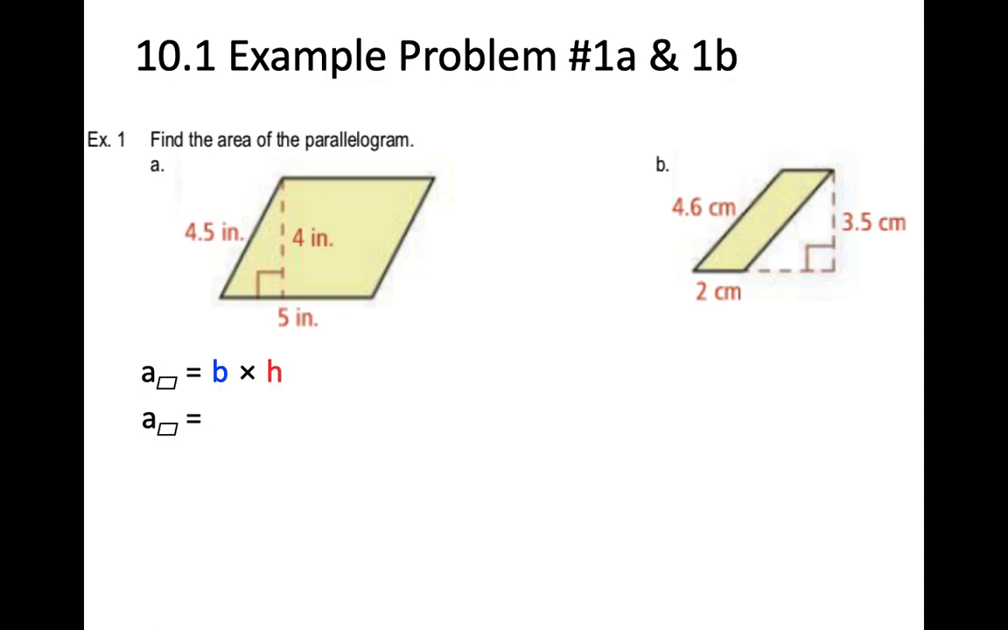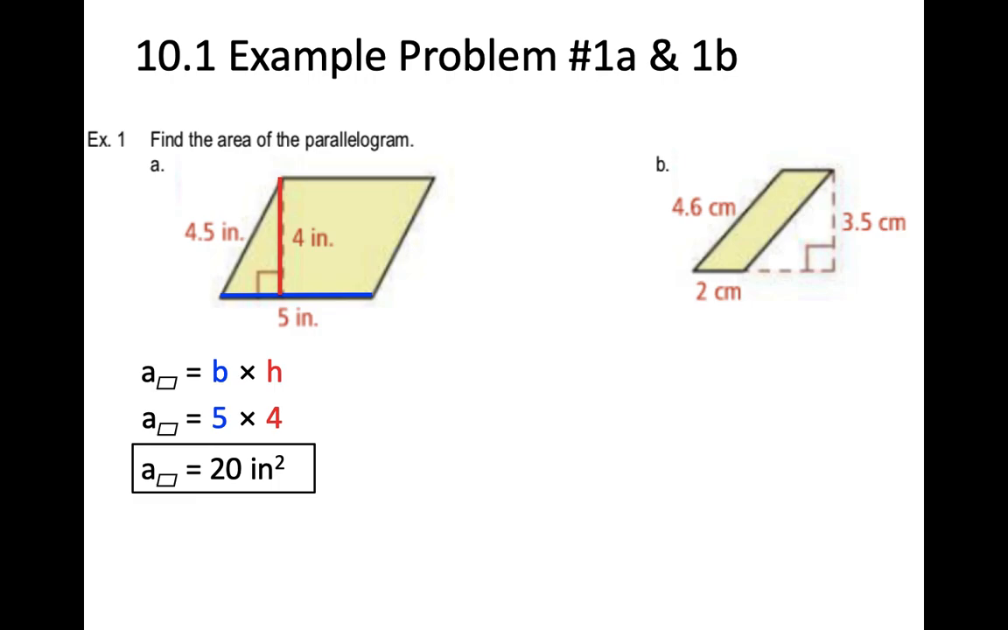In this first one, I can see that my base is this blue line here, which is 5. And my height is perpendicular to that base. It is 4. Multiply those together, and I get that this is 20. And again, what units am I using? It's square inches, because this is 4 inches and 5 inches, so it would be 20 square inches.